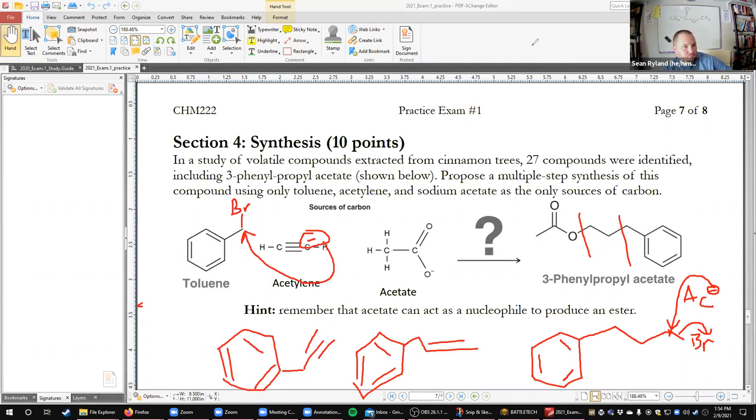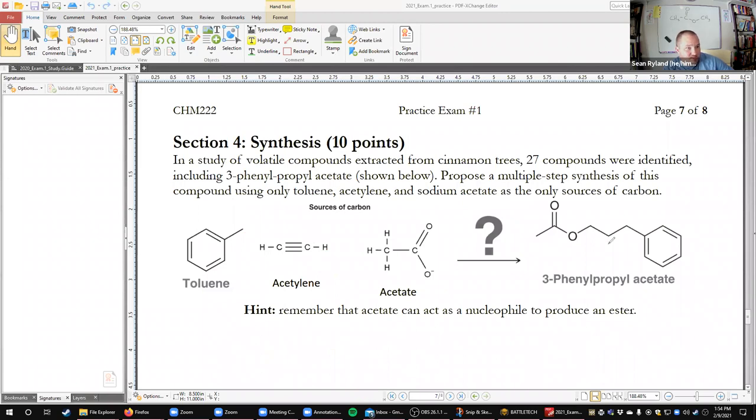Right, so all of that to say that sometimes with these synthesis problems, especially where you have really distinct groups, trying to recognize the pieces in your final product will help you figure out how to put them together.